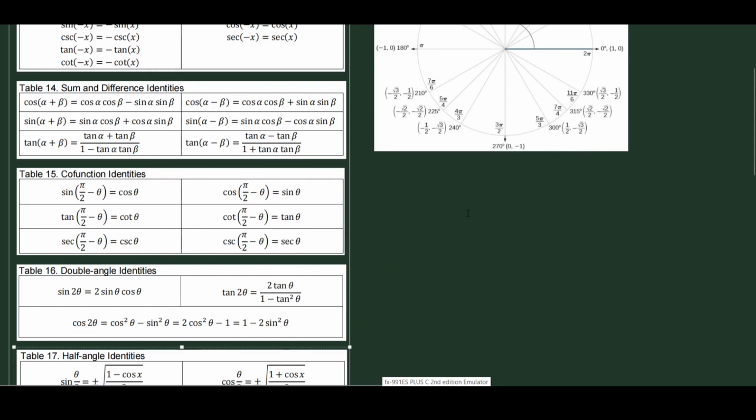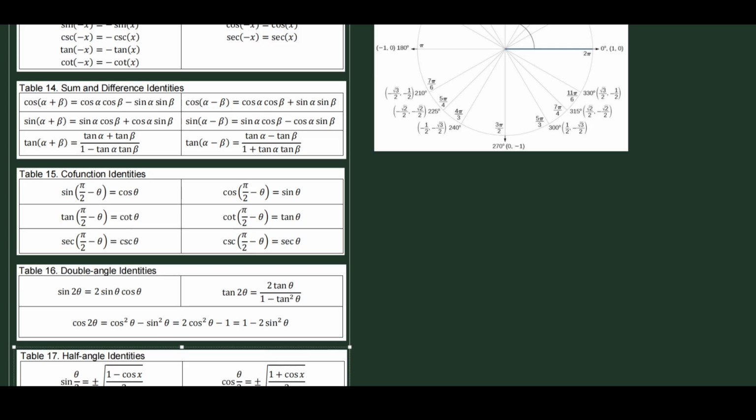Okay, hello everyone. So let us now proceed to sum and difference identities and co-function identities. We'll do some exercises using these identities. For sum and difference identities, we can use these identities if we are tasked to calculate the exact value of certain angles.